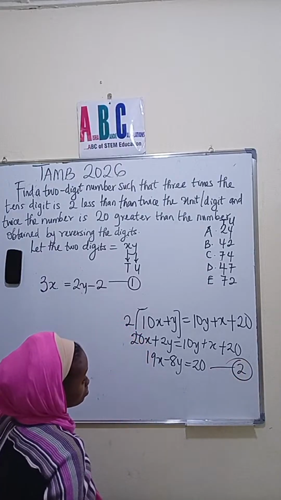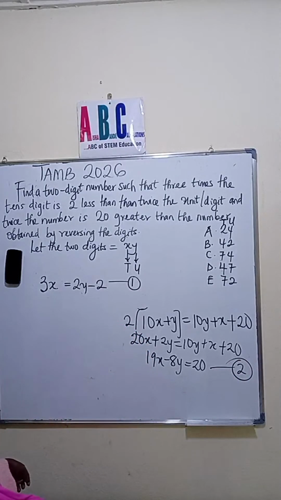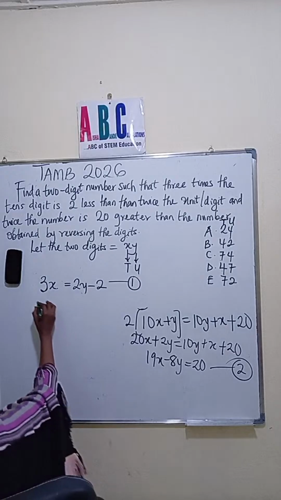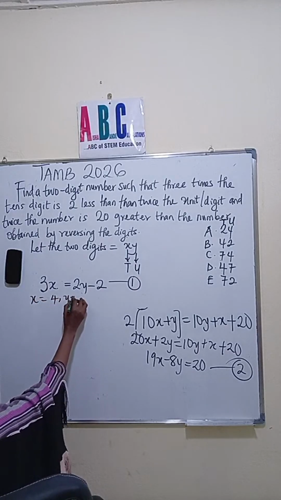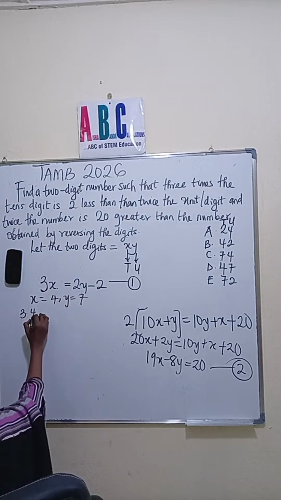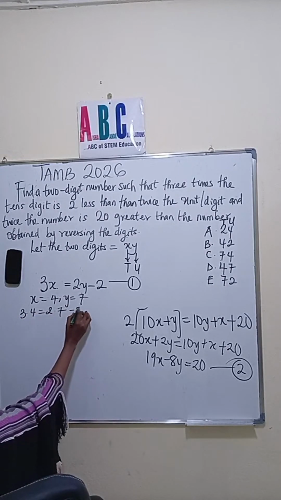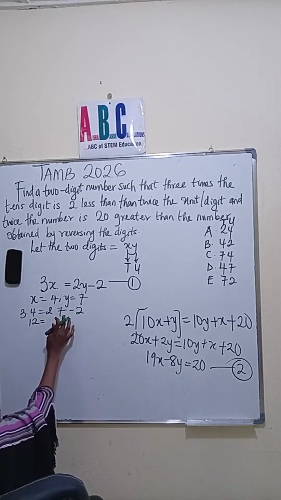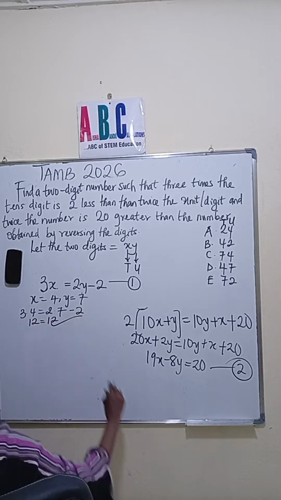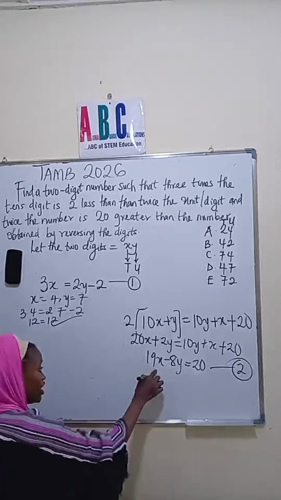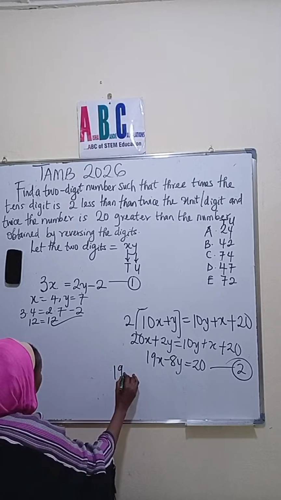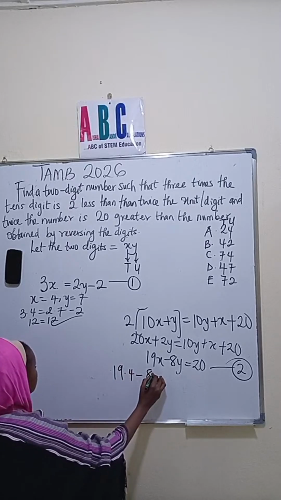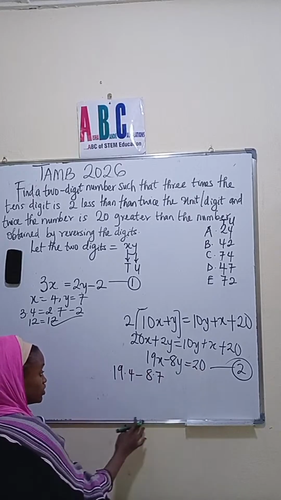This is the question 2. We got 47. Okay, x is equal to 4 and y is equal to 7. So this becomes 3 times 4 is equal to 2 times y, which is 7, minus 2. So here is 12 is equal to 7 times 2 is 14 minus 2 is 12. So equation 1 is satisfied, right? Now equation 2 is 19 times 4 minus 8 times 7. This must be equal to 20, right?